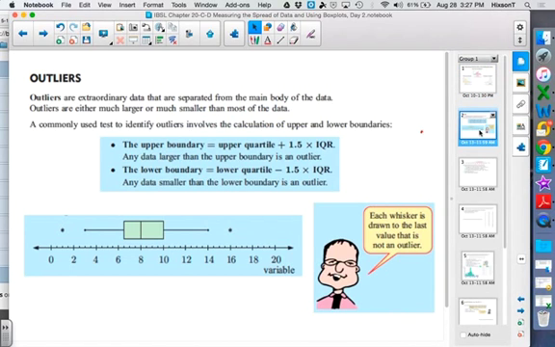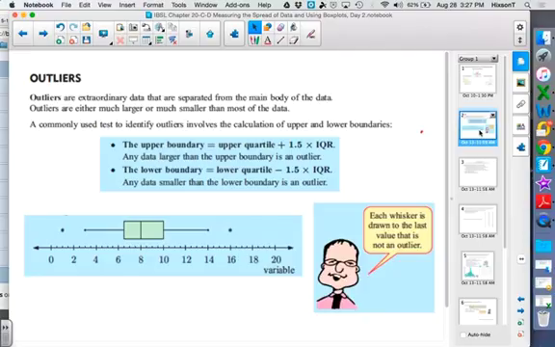All right, so if you take a look here, it says outliers are extraordinary data that are separated from the main body of the data. Outliers are either much larger or much smaller, so they can be on either end. And a commonly used test is to use the IQR. Another way is to use standard deviations. We're going to use this.